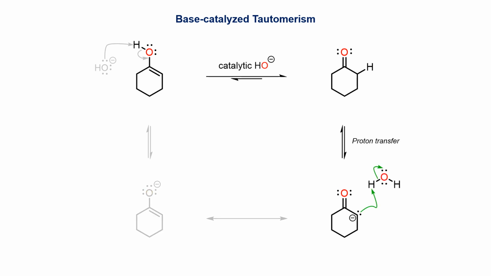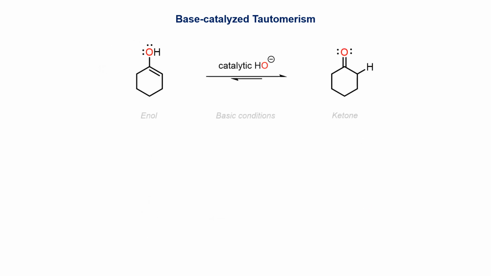Proton transfer from the water solvent to the alpha carbon then produces the ketone tautomer and also regenerates an equivalent of the hydroxide base. Since the reactive base initiates proton transfer in the first step and is regenerated in the last step, it is serving as a catalyst in the tautomerism process.